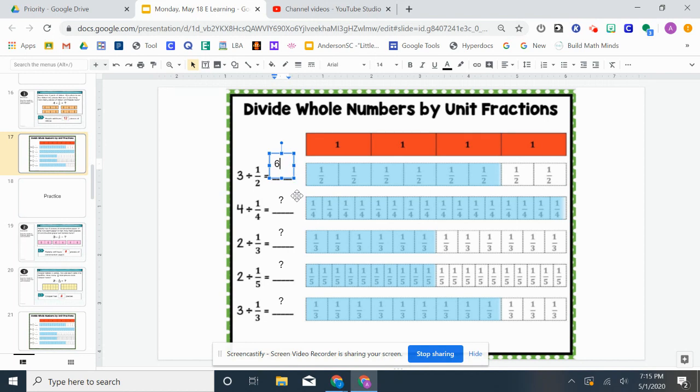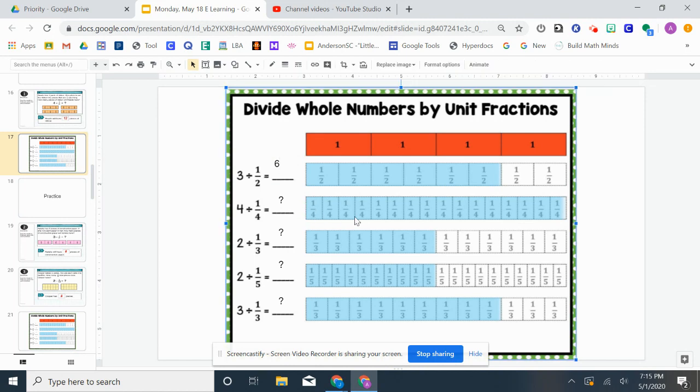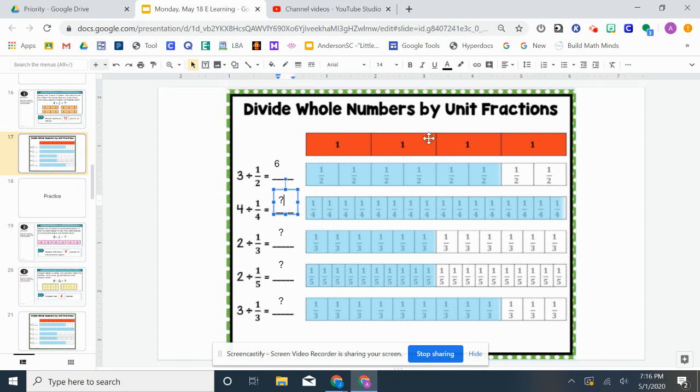Let's do one more example together. 4 divided by 1/4. That means 4 of these whole size pieces, all 4 of them, divided into 1/4 size pieces. Let's count using the model and see how many 1/4 size pieces will fit into all 4. 1, 2, 3, 4, 5, 6, 7, 8, 9, 10, 11, 12, 13, 14, 15, 16. 16 1/4 size pieces fit into 4 wholes.